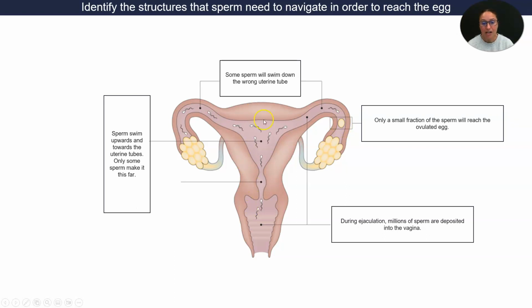A lot of them are going to be lost, and so the one that actually wins the race is the one that's going to get to the egg first. Okay, so it's all about survival of the fittest, isn't it? Only the best sperm gets to the egg. The one that's made the right decisions and the one that's actually swum the hardest and the fastest.